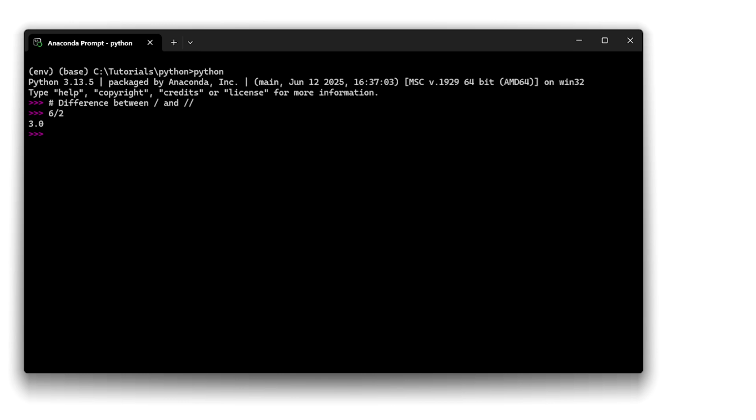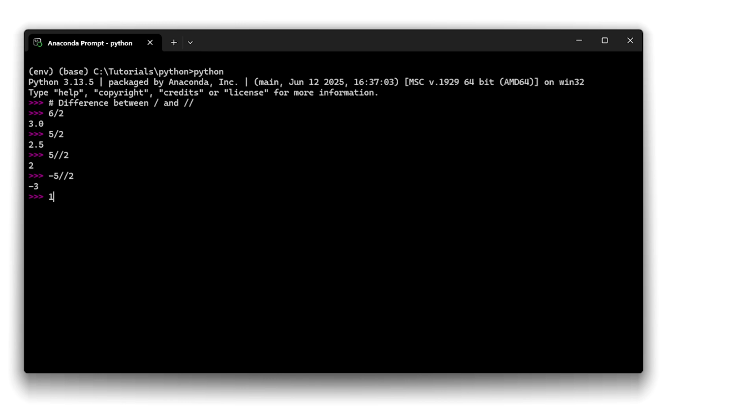So if I divide 5 by 2, then it is going to give the value 2.5. So this 2.5 is a float value. Similarly, if I use the double slash operator, it is going to give the value 2. So value 2 is the floored value. If I divide minus 5 by 2, it is going to give the value minus 3. So it is going to give the lowered value.